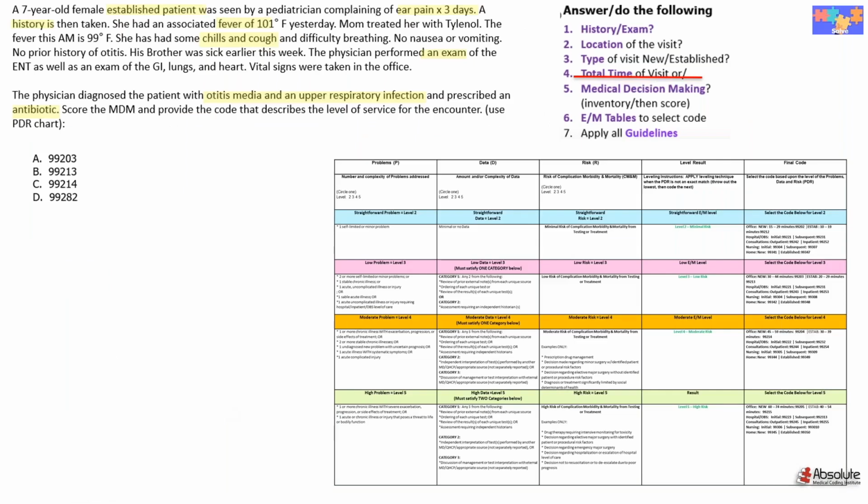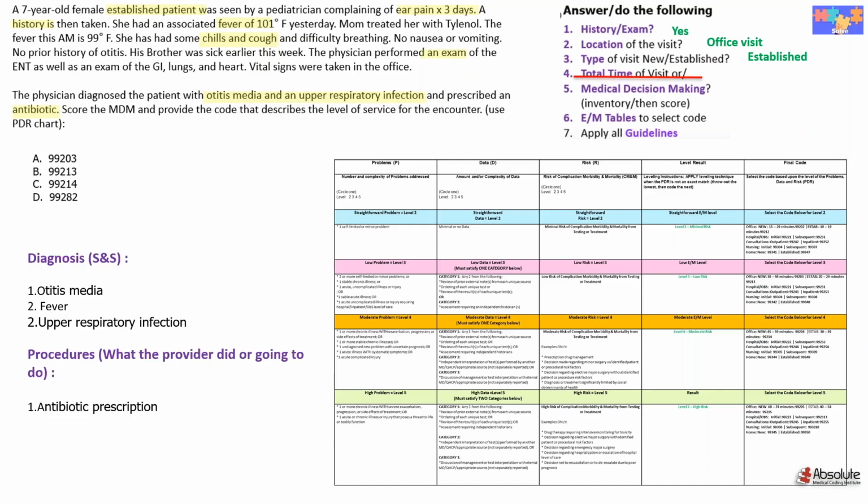Let's ask the questions. Was there a medically appropriate history and exam? Yes, there was. Location of the visit, it is an office visit. Type of the visit, is it a new patient or an established patient? It's documented that it's an established patient. There was no total time documented for this visit, so we are going to score the MDM. And in the inventory, we have diagnoses such as otitis media, fever. There was upper respiratory tract infection, and in procedure, there is an antibiotic prescription which is given.